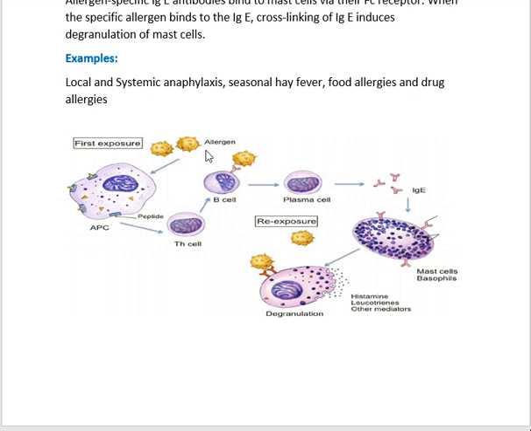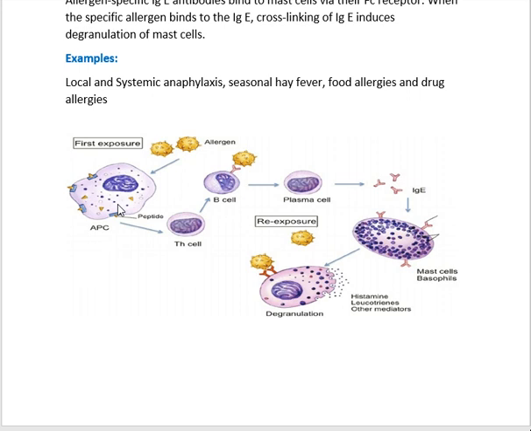That means when an allergen enters the host body, that allergen is taken up by the antigen presenting cell, and now the B cell is stimulated with the help of the T cells and releases the plasma cell, and in the circulation we have the IgE immunoglobulins. Now these IgE immunoglobulins will go and bind to the mast cells and the basophils. So these are all things happening in the first exposure.